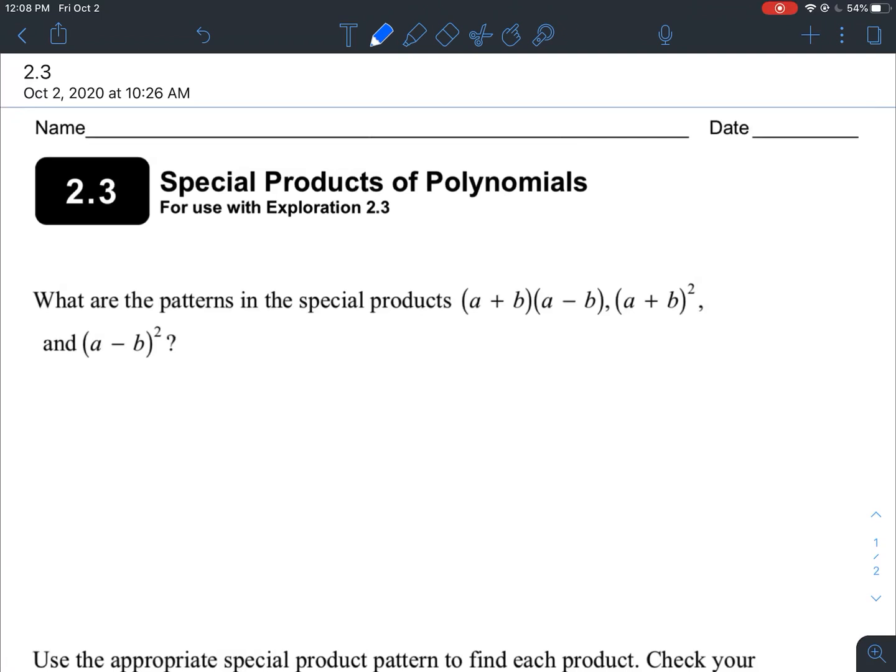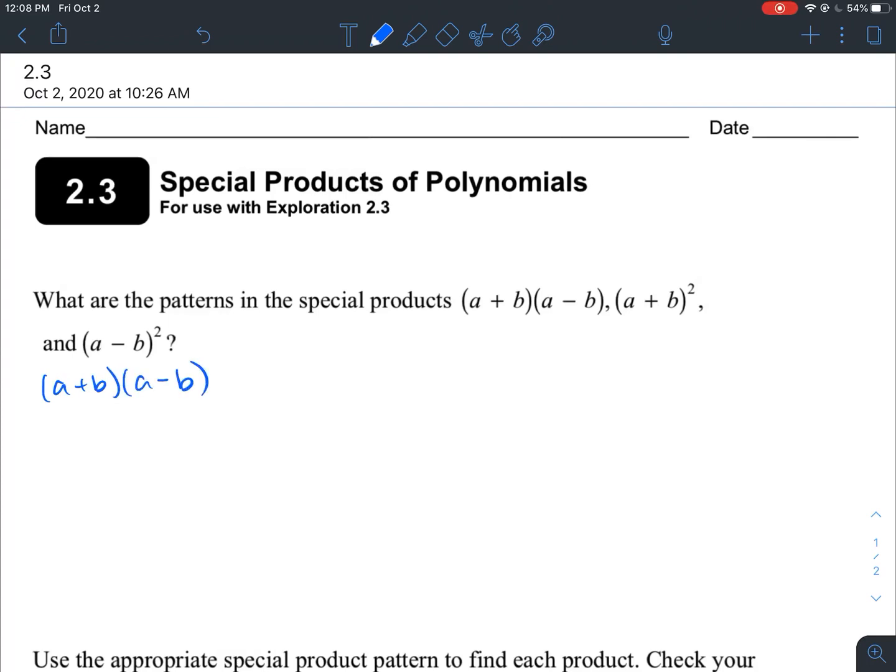So we want to look for patterns, and we can save time, honestly, if we can identify some patterns. Okay, so let's look at what we have here. We have this question of what are patterns in the special products of these right here. So if we take these first two binomials right here, now we're not using any specific values. We're just using a and b to represent terms, or to represent monomials.